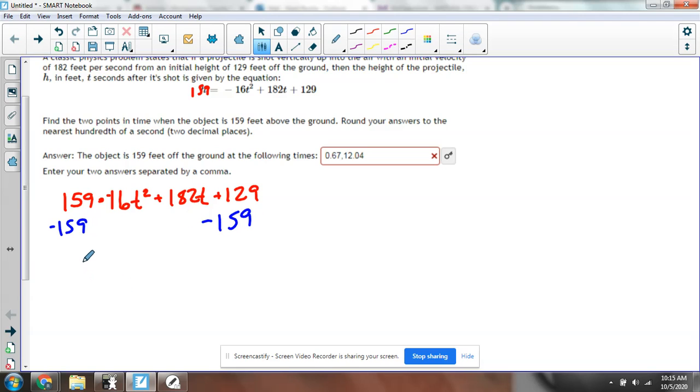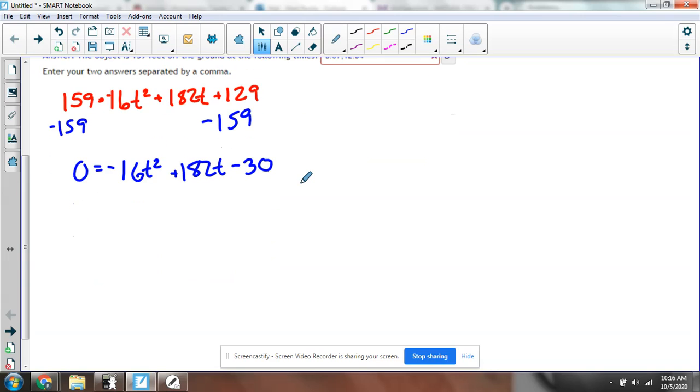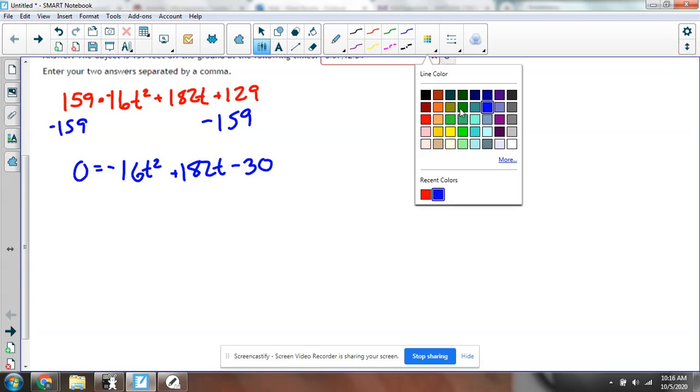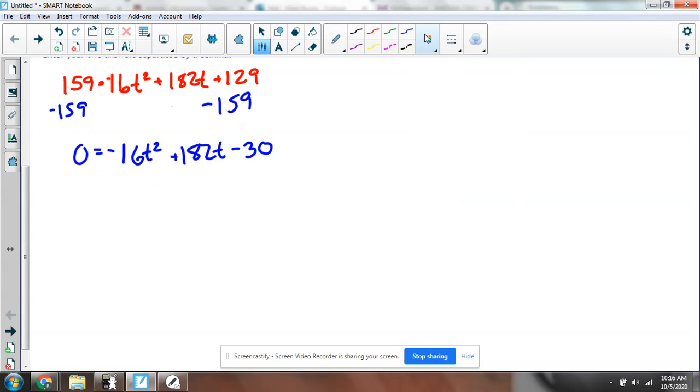So I get 0 equals negative 16t squared plus 182t, and that's going to give me negative 30. 129 minus 159 is negative 30. You can try and factor that. I don't know if it factors, it probably doesn't. So I'm just going to dive right into the quadratic formula. So this is going to be my A, negative 16. My B is going to be 182. And my C is going to be negative 30.